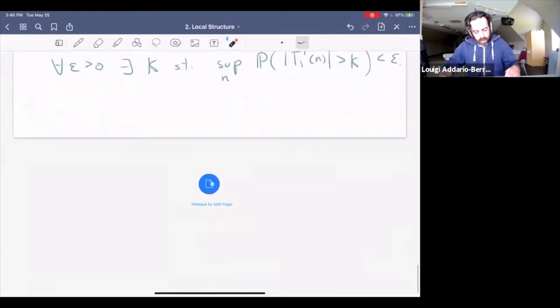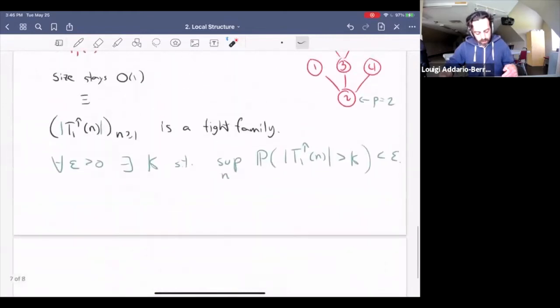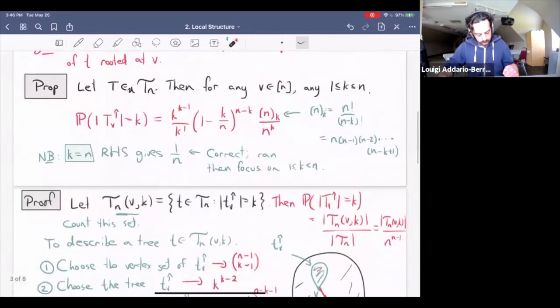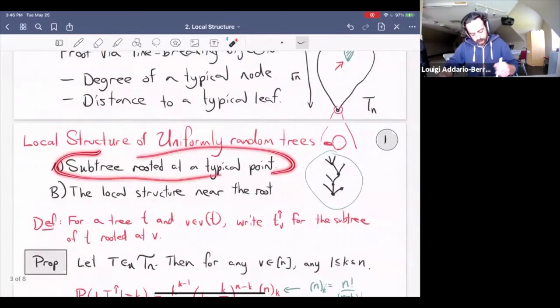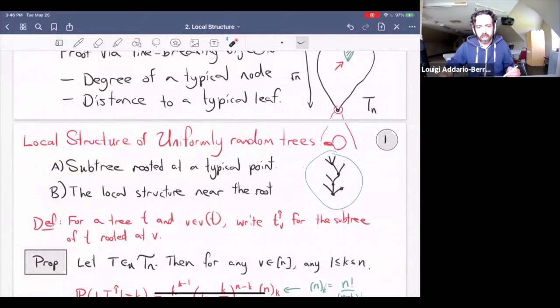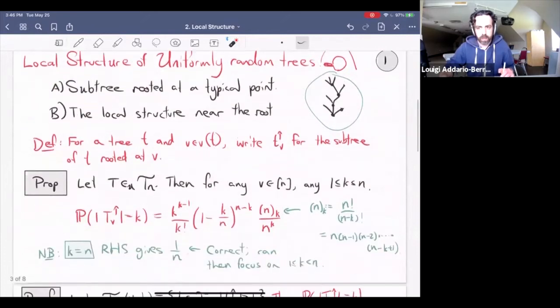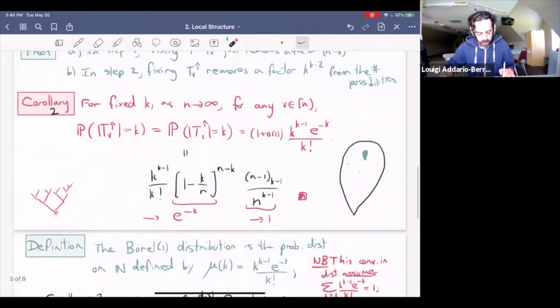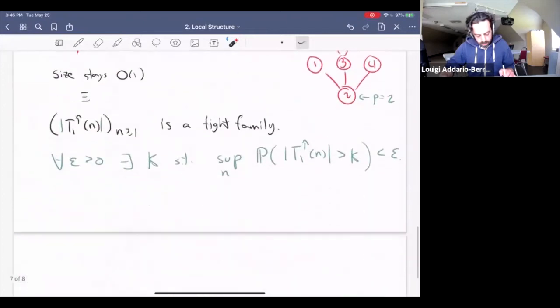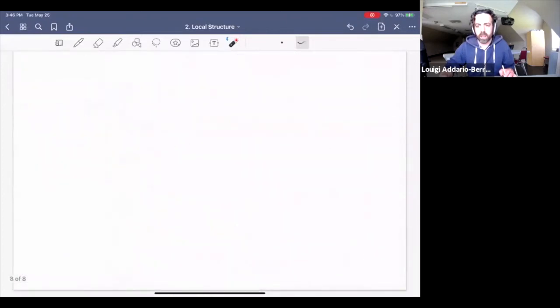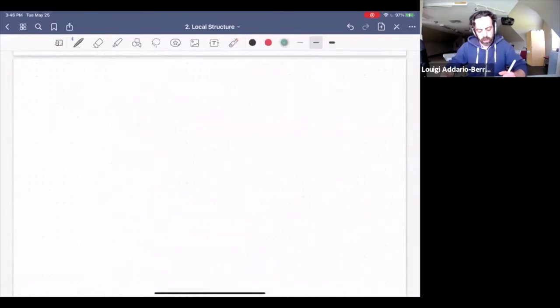Good. That takes me to the end of point A, the subtree rooted at a typical point. And now I'd like to use that to understand the local structure near the root of the whole tree, of a uniformly random tree. I feel bad not answering questions in the chat, so maybe at the end of the lecture, Haotian, we can come back to that question. I'll try to answer it then.